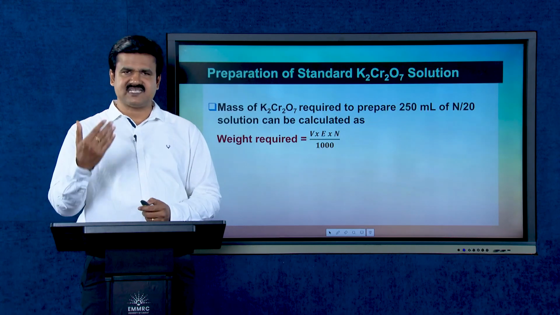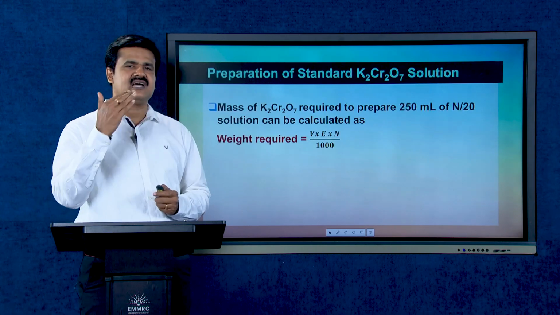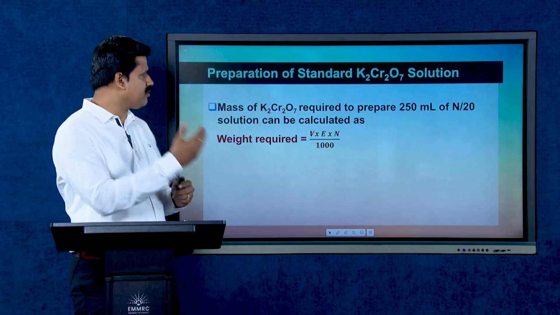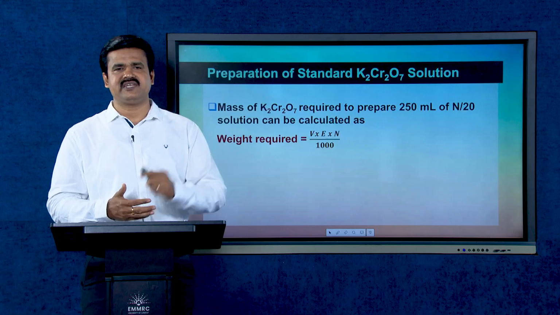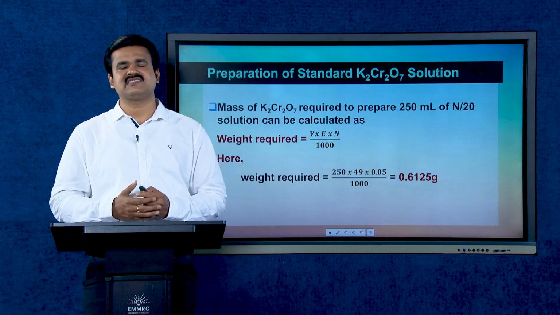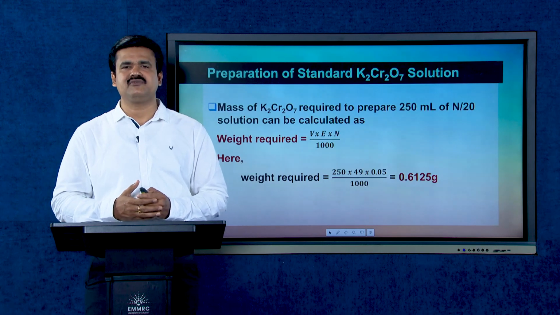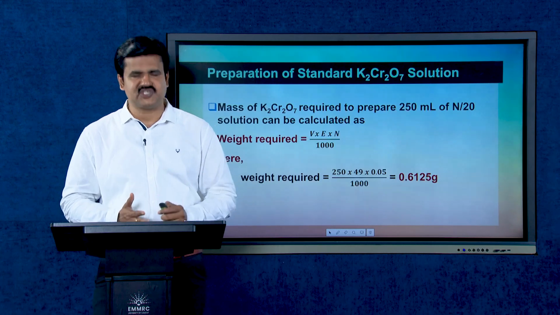As you know, V represents the volume, that is 250 ml here. E represents the equivalent weight of potassium dichromate, that is 49. N represents the normality of the solution to be prepared, that is N/20 or 0.05. Weight required is equal to VEN divided by 1000, that is 250 into 49 into 0.05 divided by 1000, and you will get the weight as 0.6125 gram. Thus, a mass of 0.6125 gram of potassium dichromate made up to 250 ml produces N/20 or 0.05 normal potassium dichromate solution.